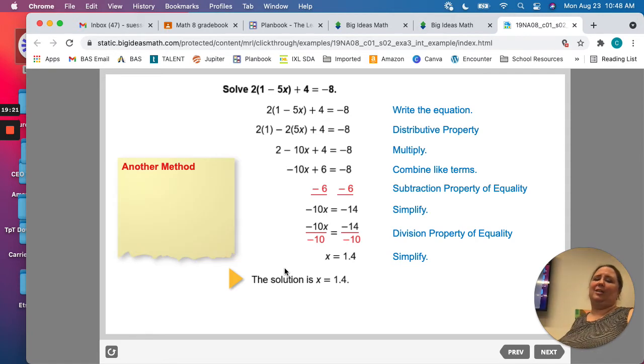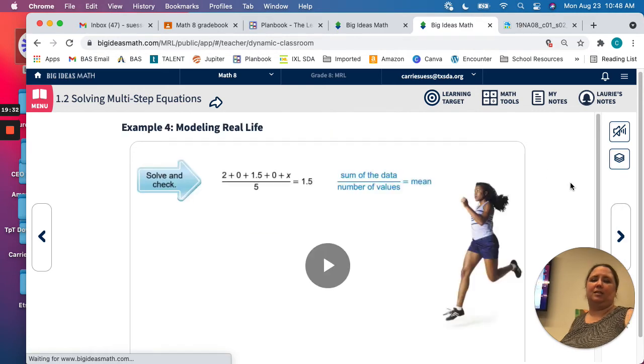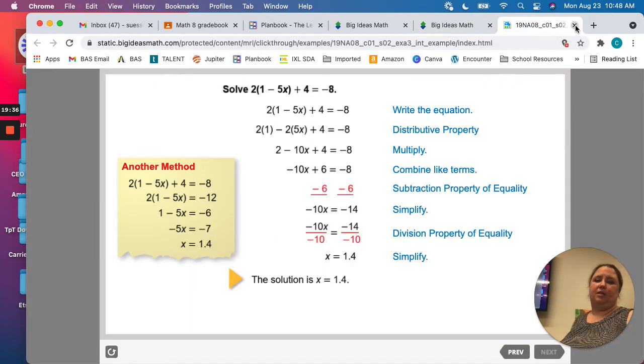All right. Any questions, 8th grade, on how to do this? You may continue. Try it 6, 7, and self-assessment 8 through 16. Stop when you get to example 4. 8th grade, go.